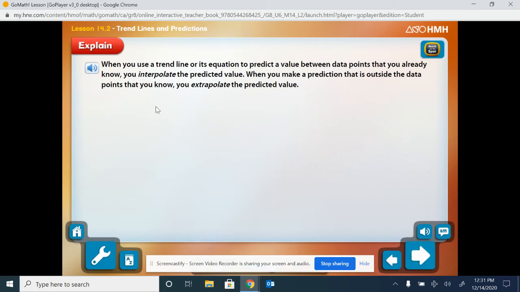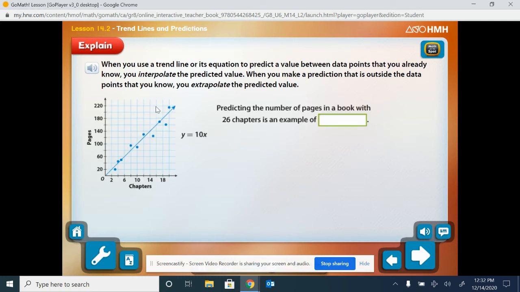When you use a trend line or its equation to predict a value between data points that you already know, you interpolate the predicted value. When you make a prediction that is outside the data points that you know, you extrapolate the predicted value. Use the equation of the trend line in the previous example to predict how many pages would be in a book with 26 chapters. First, decide if this prediction is an example of interpolation or extrapolation.